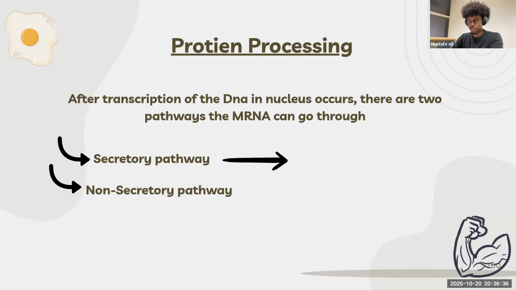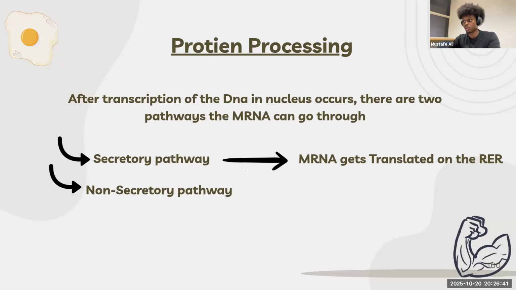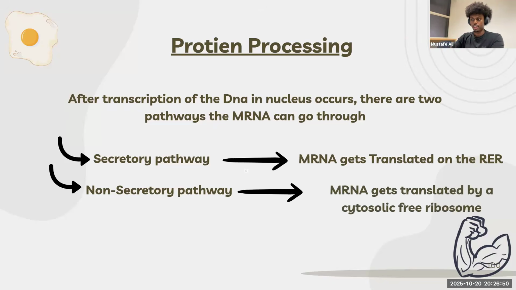Now, if it goes through the secretory pathway, the mRNA will get translated on the RER, or the rough endoplasmic reticulum. If the mRNA goes through the non-secretory pathway, it will get translated by a cytosolic free ribosome, or a ribosome that is free in the cytoplasm. So if it goes through the secretory pathway, the mRNA gets translated in the RER. If it goes through the non-secretory pathway, it gets translated on a free ribosome in the cytoplasm. Does that make sense?